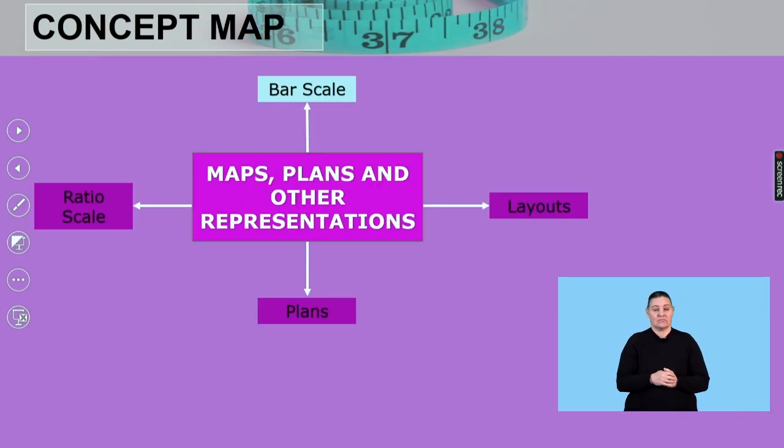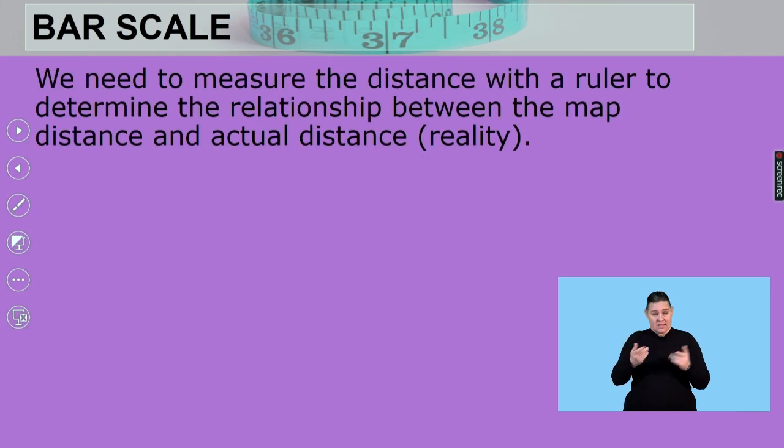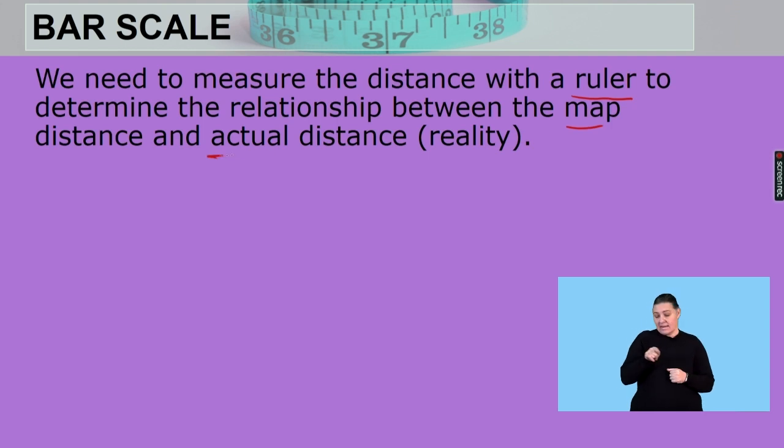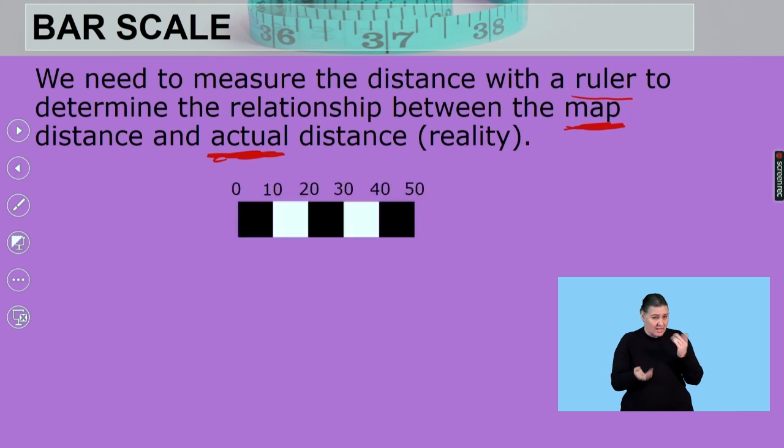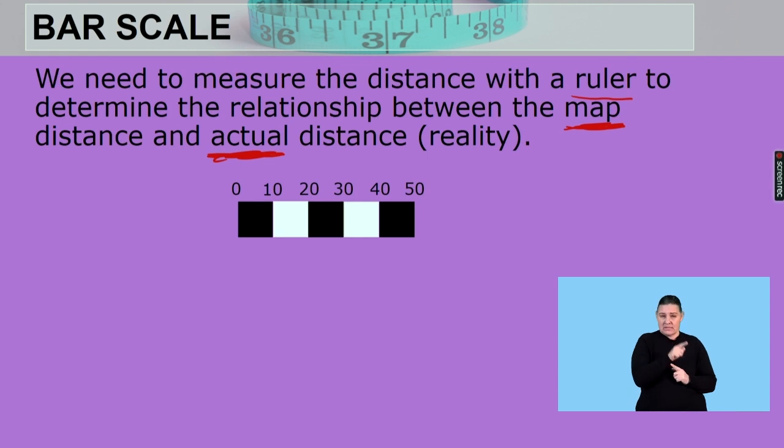So, I now talk to you guys about bar scale. That sounds fancy. We need to measure the distance with a ruler this time to determine the relationship between the map distance and the actual distance. So remember the map and actual, that's where our scale comes from. So looking at these particular blocks, we will use a ruler to measure distances there and then develop a scale with that. Let's look at an example so I can show you guys how to do that.